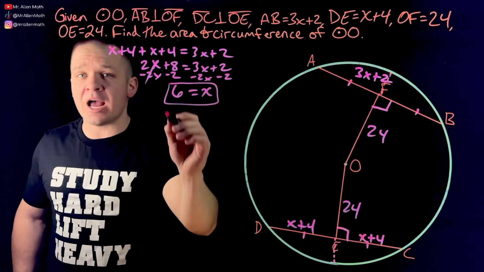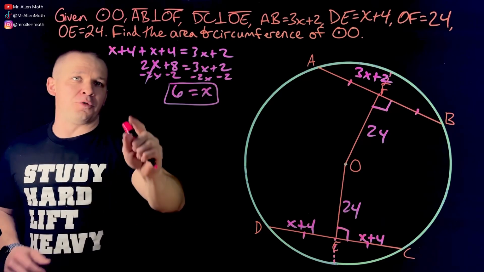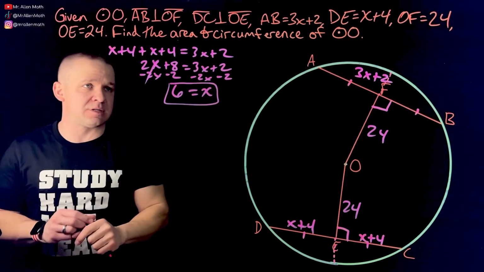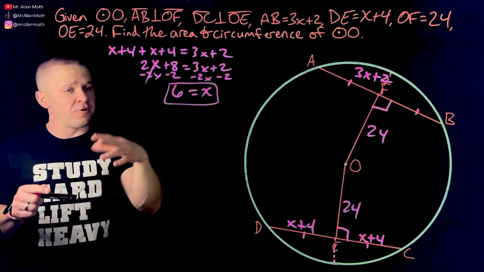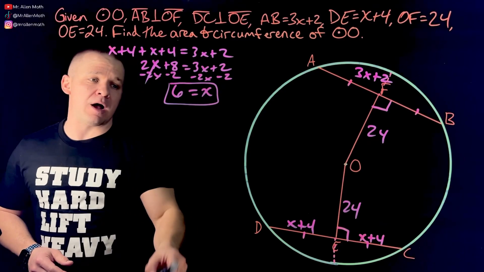Should I box this and say I'm done with the problem? No. We've got to read the whole thing. Find the area and circumference of circle O. So I've got the first part done. I have my x value. But there's a lot more to be done in this problem.